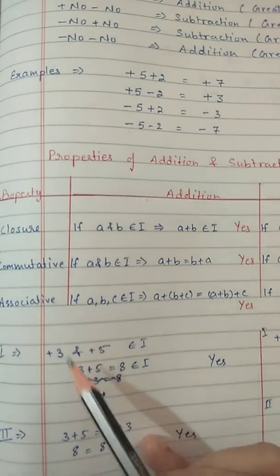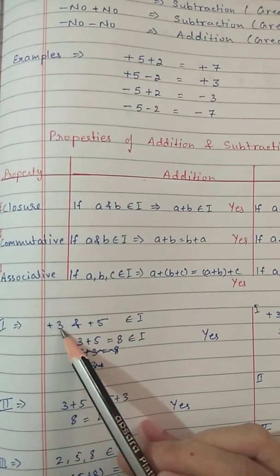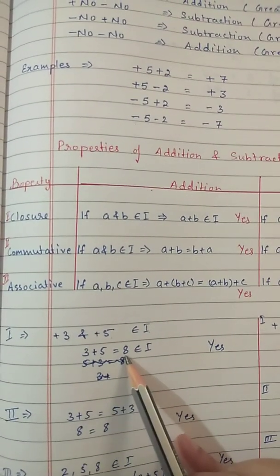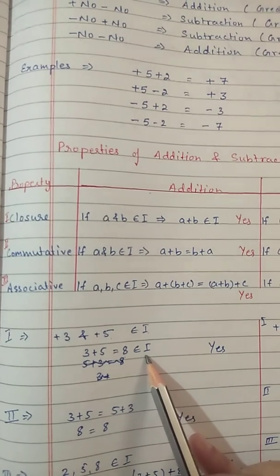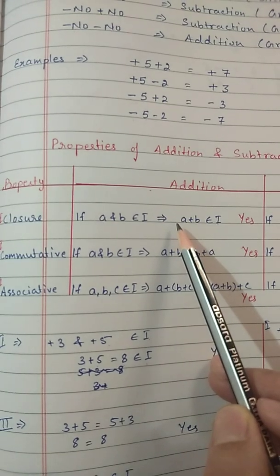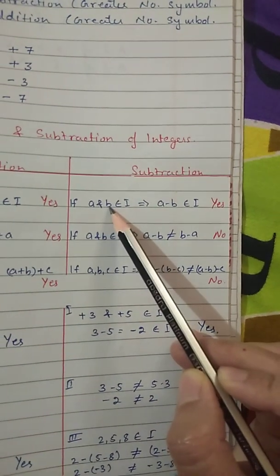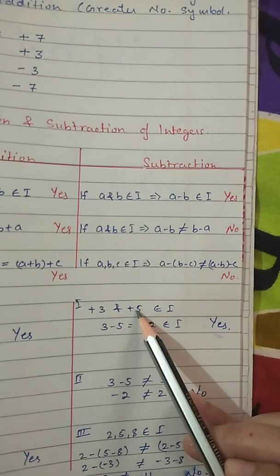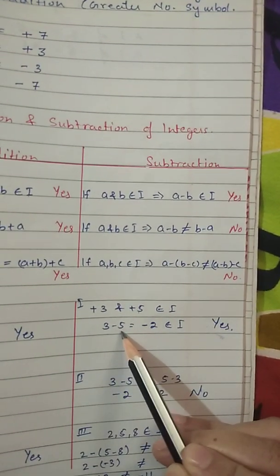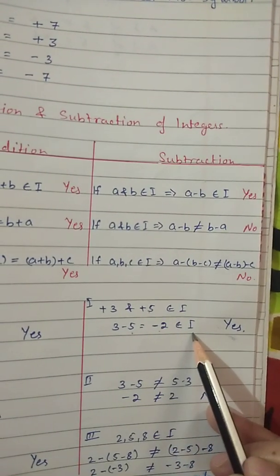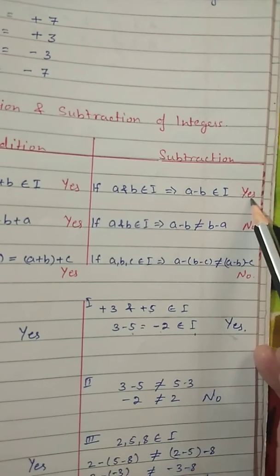We are taking one example here. For this we have 3 and 5, two integers. If we add 3 and 5, the final answer is 8. 8 is also an integer. Yes, it means for addition, the closure property is fulfilled. We will check the same property for subtraction also. a and b are two integers and we check a minus b. So 3 and 5 are two integers here. 3 minus 5, the answer is minus 2, and we know minus 2 is also an integer. It means this property is applicable for subtraction also.